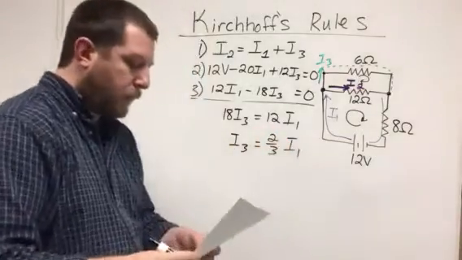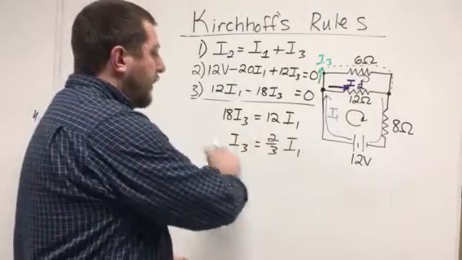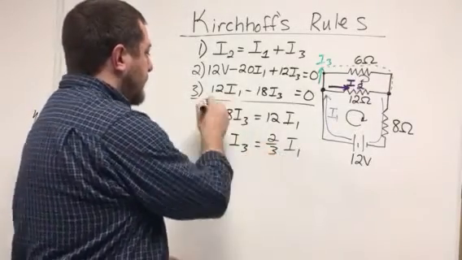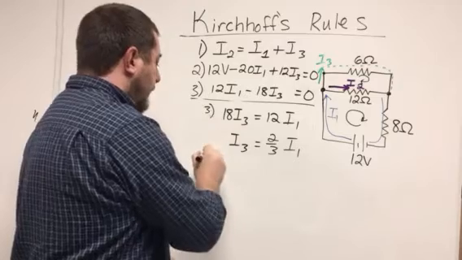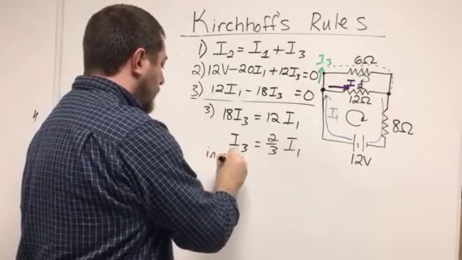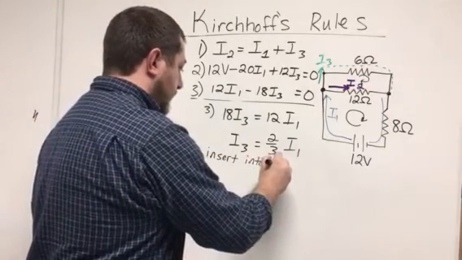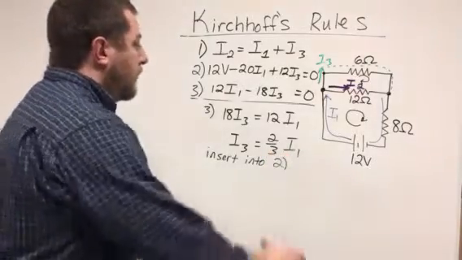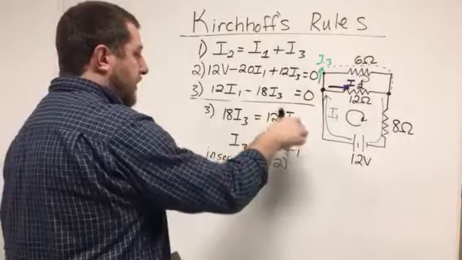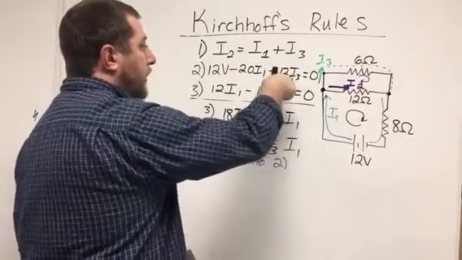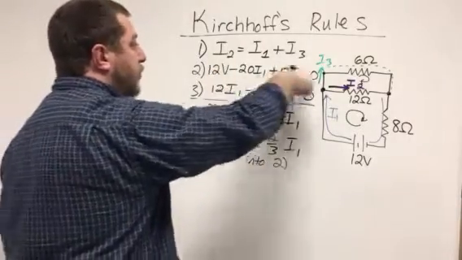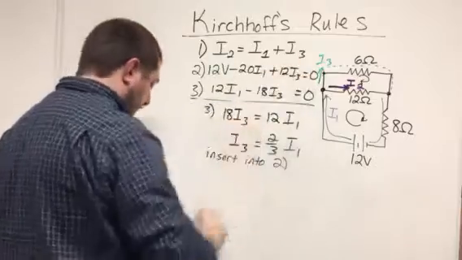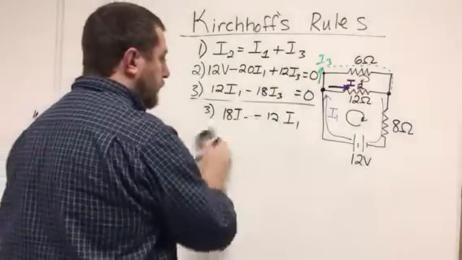Okay. So now I can insert this. This was equation 3, and I'm going to insert it into 2. Okay, I'm going to insert this into equation 2. So I'm going to insert this result, 2/3 I1, into here, and then I will have just one equation with one variable. All right.